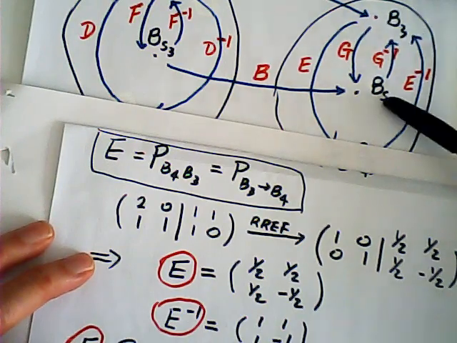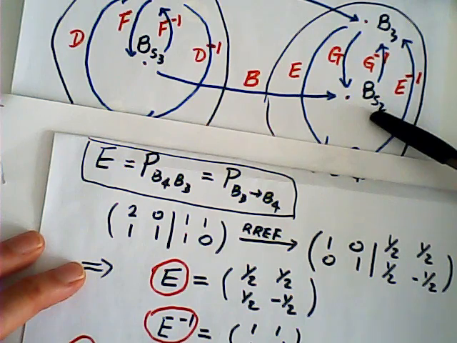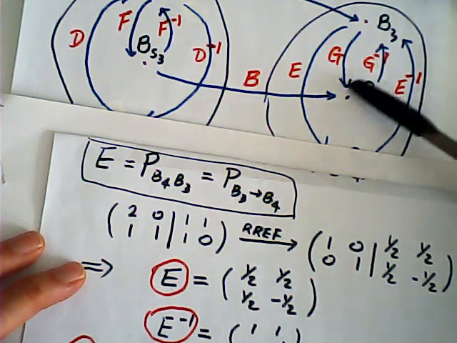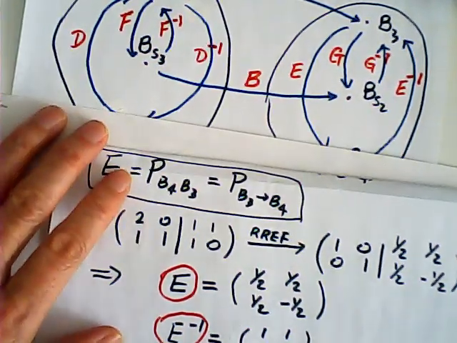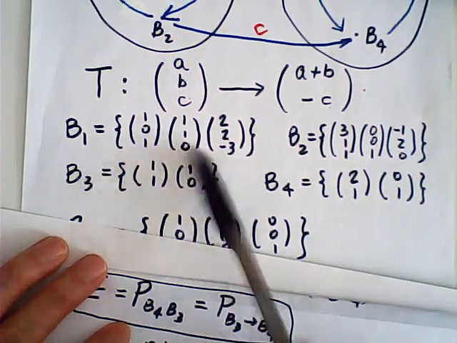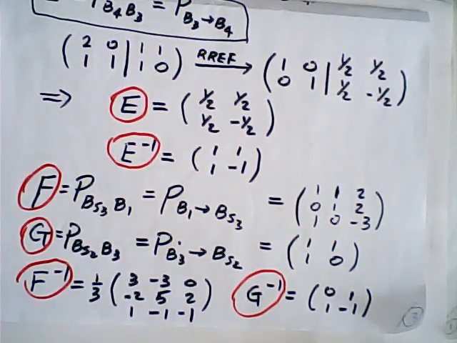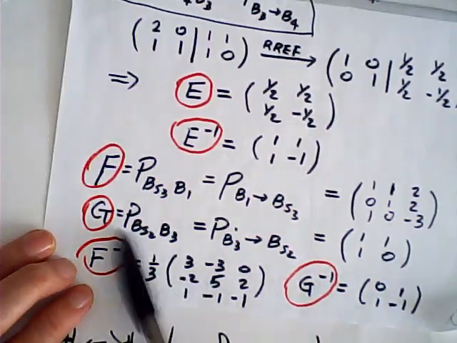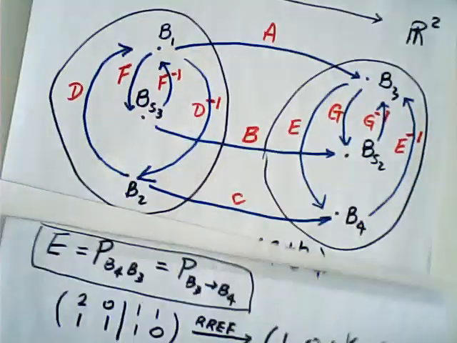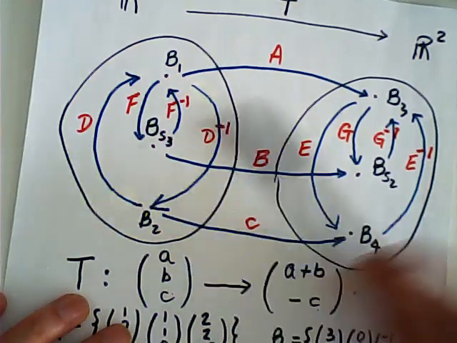B3 changes to BS2. Yes. So since this is identity already, that matrix, that B3, this one is the matrix for change of basis. And then you find the inverse, you find the other routes. So in other words, we can find all these matrices, the red ones.